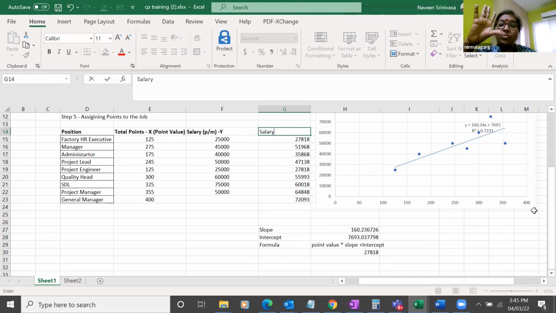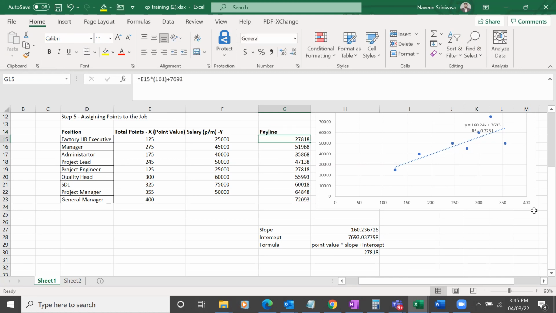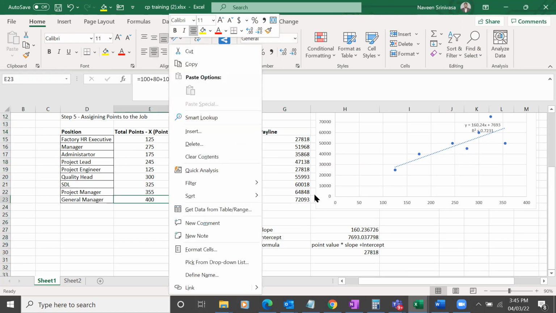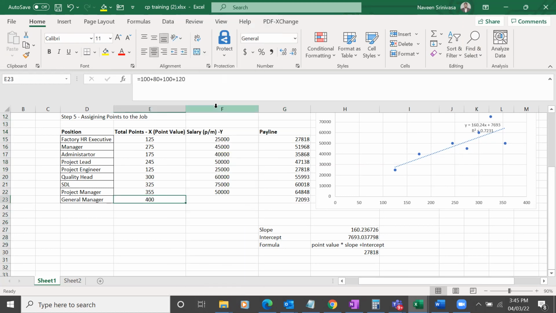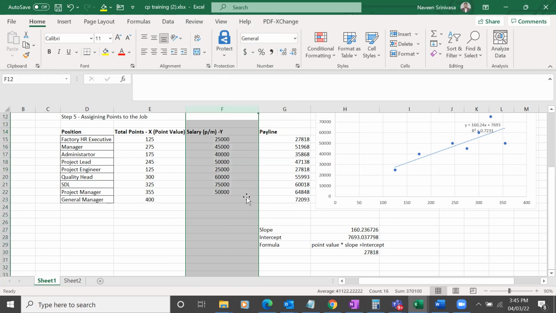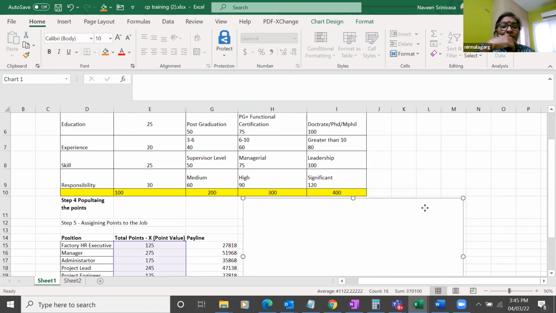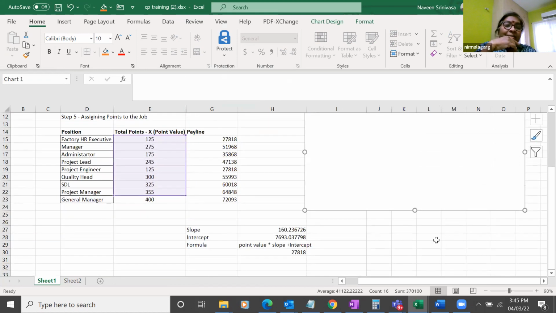Now, if you want to see what this pay line is, hide the F column. Pay line, your market data. Hide the F column. Okay. Now bring it a little closer so that you have space. Now select your total points and your pay line salary. This is what you need to pay.